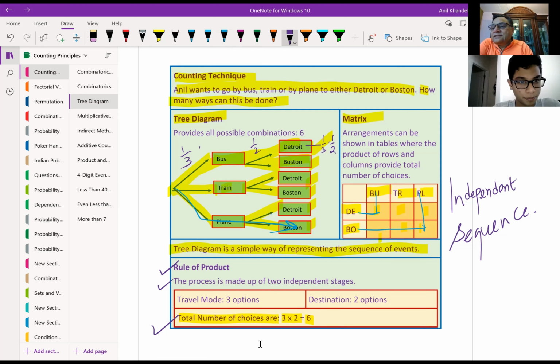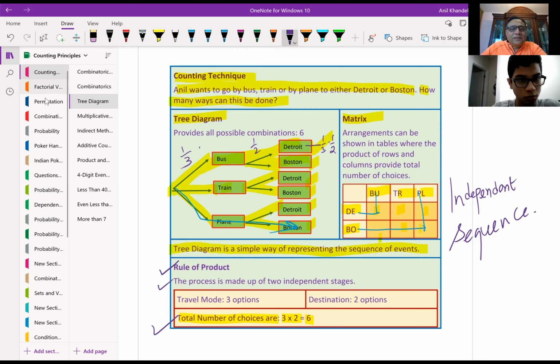Now, similarly, the next destination is Detroit or Boston. And here also we are saying 50-50, so we know each probability. So the whole idea here is once you know individual probabilities, you could multiply them and get the result. You get the idea. So that is how it is very handy.